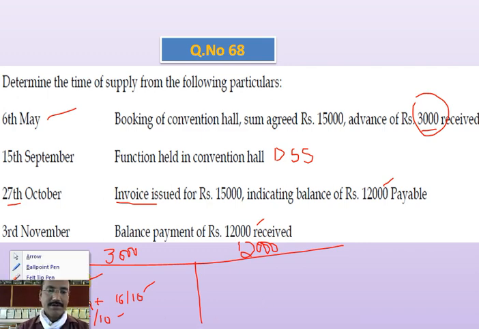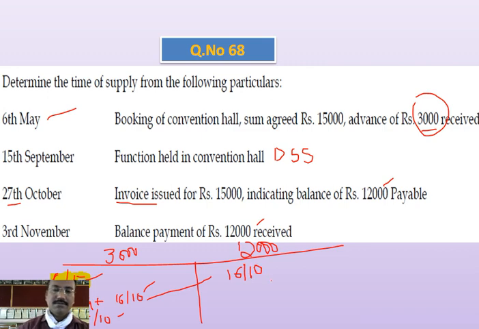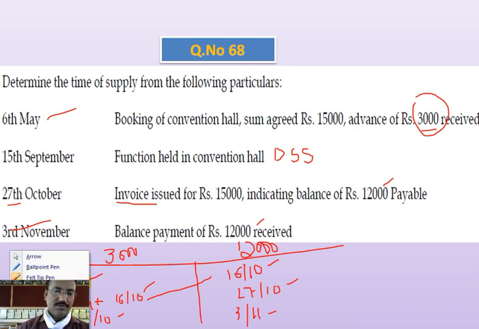Second case means remaining payment. Remaining payment means the time of supply is once again the same. You take the same one, because it comes the same date. That is 16/10, after adding 30 days. This was the date of supply of service plus 30 days. And issue of invoice is 27th October. Then balance payment date is this 3rd November. 3rd November means 3/11. Now out of 1, 2, 3, which date is the earlier date? That is the 16th October. So you write this one as the answer for that.